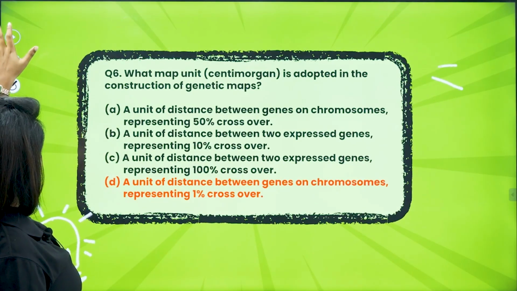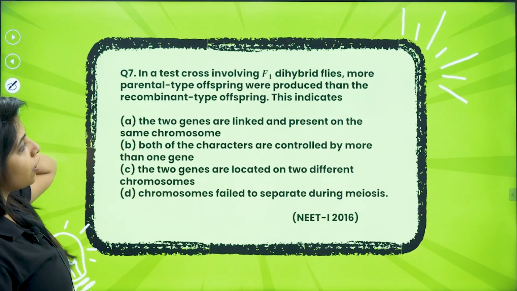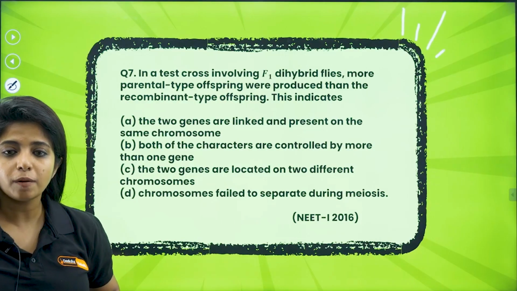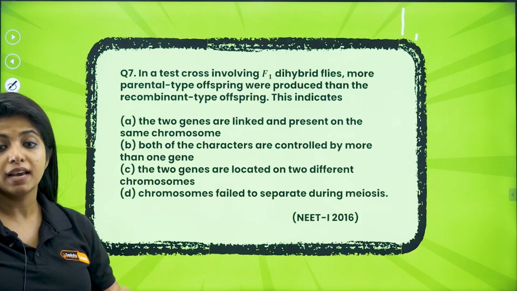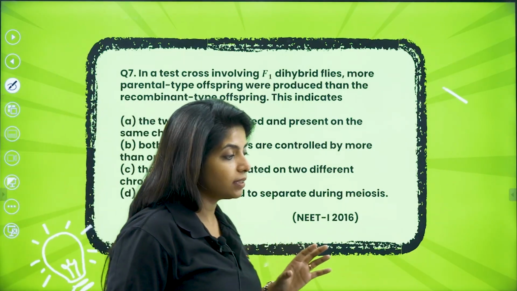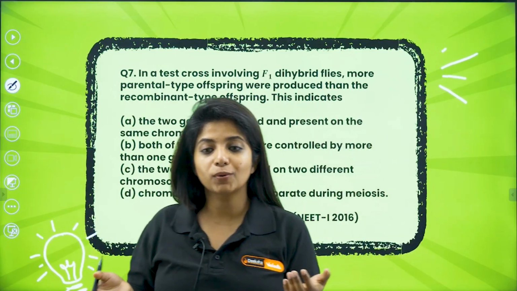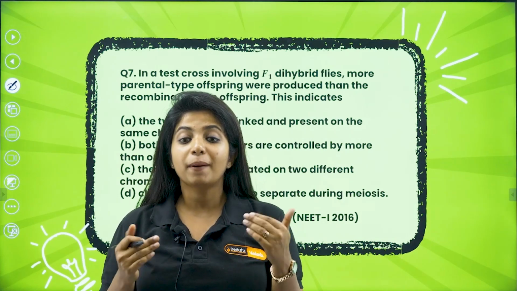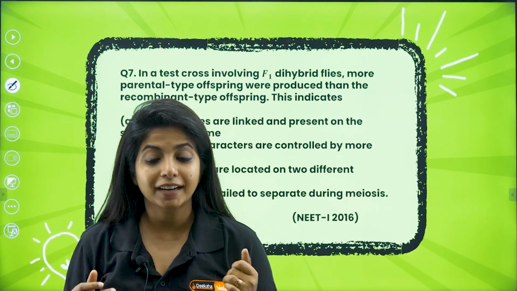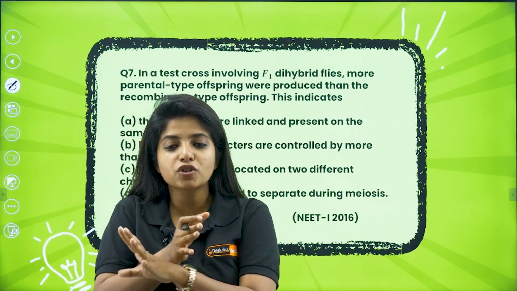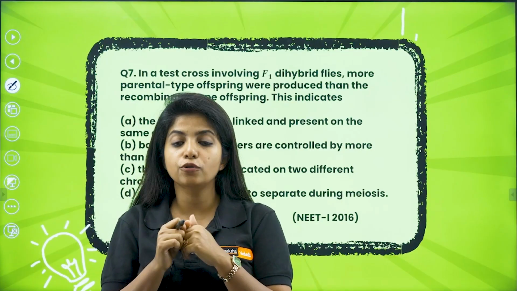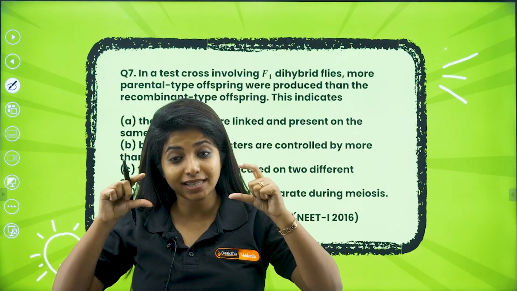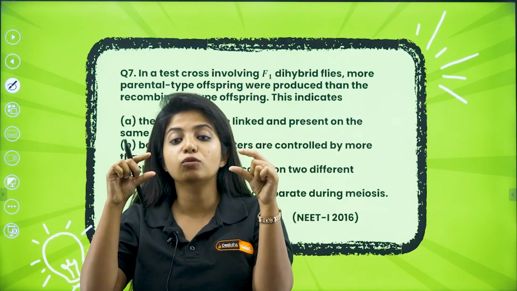Now, in a test cross involving F1 dihybrid flies, more parental type offsprings were produced than the recombinant type offsprings. This indicates what? No new recombinations are found, only the parental ones, just like the parents, the progenies are being born. By that, what do we understand? That means, my dear children, not too much recombination is happening. Not too many new combinations are being found. Why? Probably because the genes which are there are very close to each other.